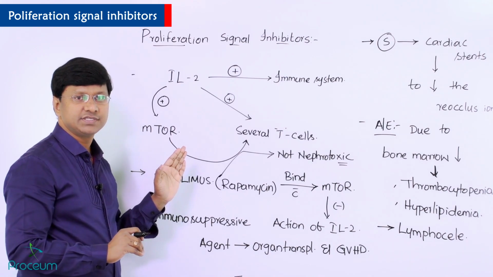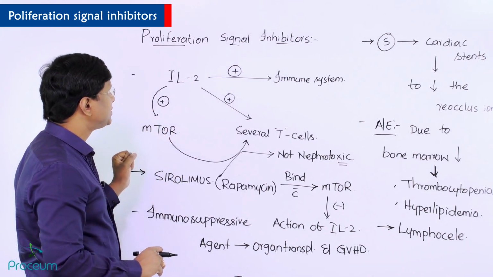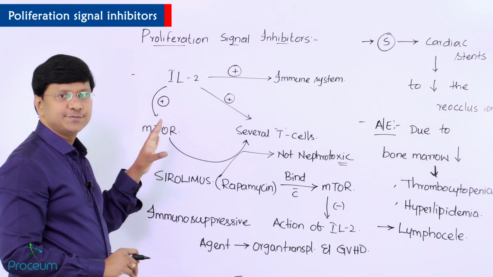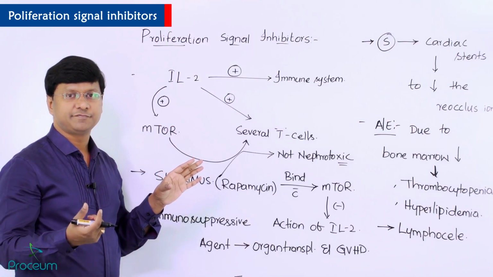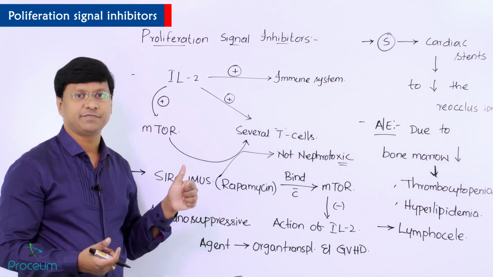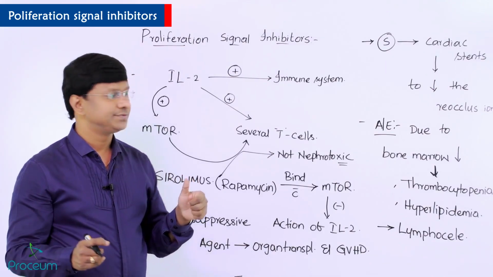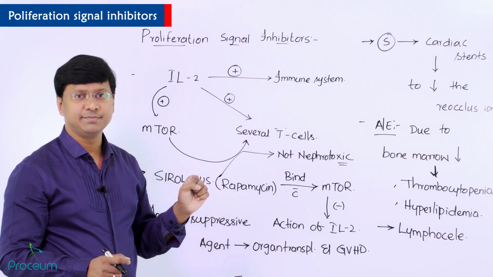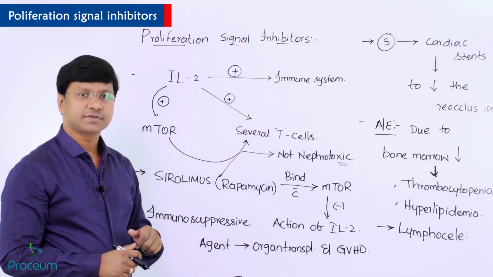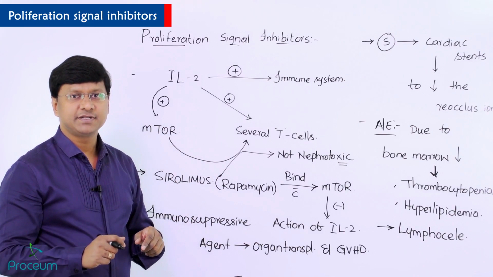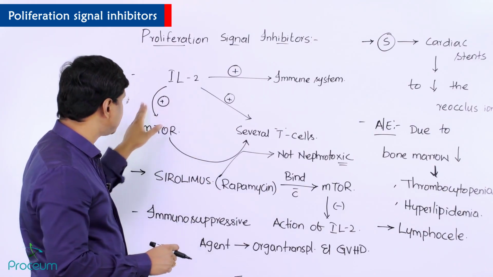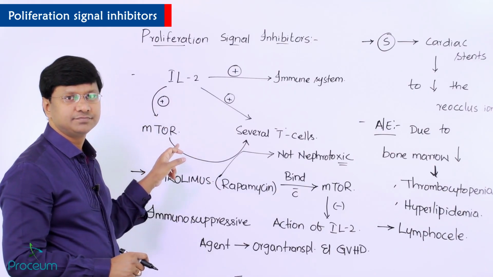So what we are discussing is the immunomodulators, that is proliferation signal inhibitors. And in this, what we have first tried to discuss is the mechanism of action. Remember, we have the interleukin called interleukin 2 that will stimulate the immune system via activation of several T cells. And this activation of several T cells occurs via activation of mTOR, right?